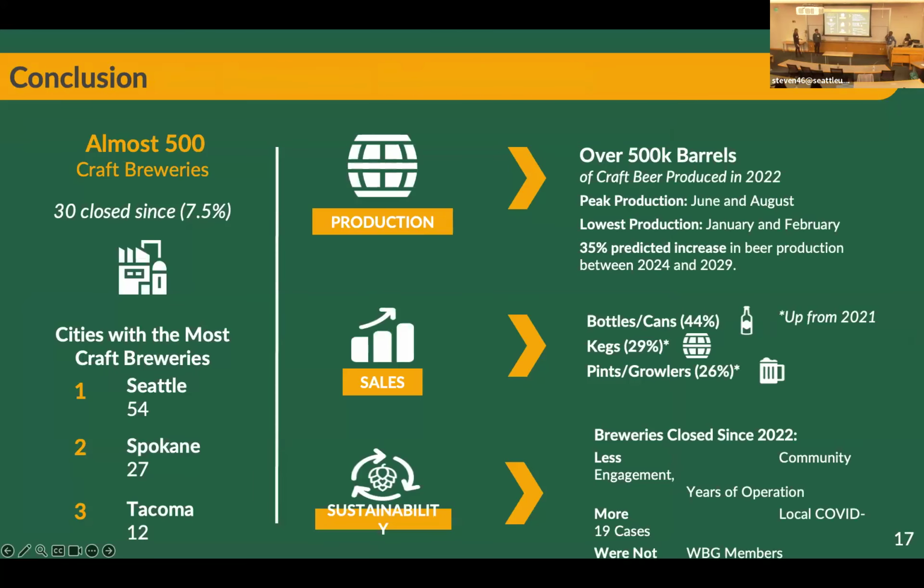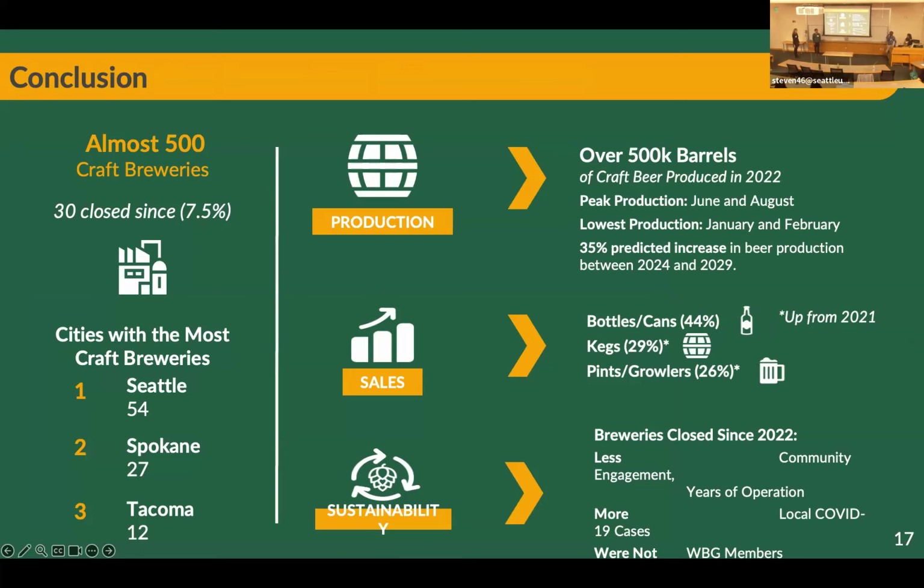Thank you. Having collected data from various sources which were unconsolidated, which was the biggest problem in this case, we conducted a comprehensive analysis and developed 2 models. We determined that there were almost 500 breweries operating in Washington State, but 7.5% of these have since closed. We also noted the urban clustering of these breweries across population centers like Seattle, Spokane, and Tacoma.